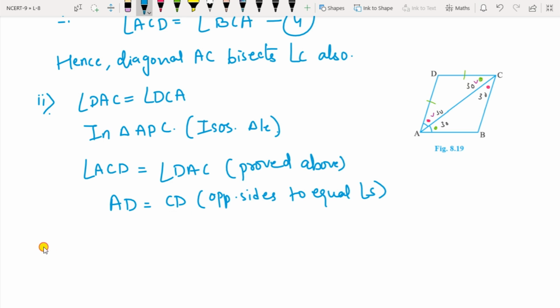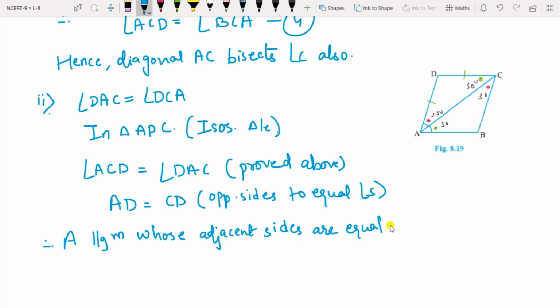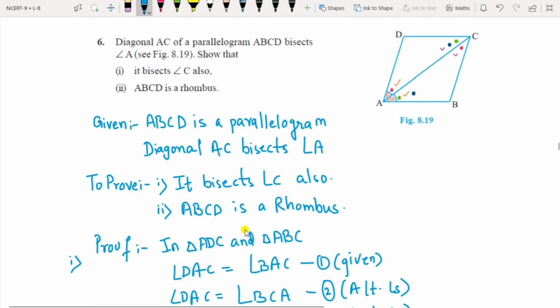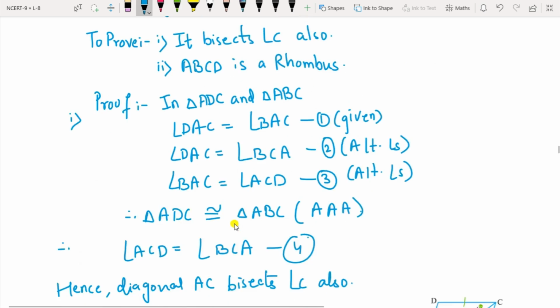And therefore, we can say that a parallelogram whose adjacent sides are equal is a rhombus. And therefore ABCD is a rhombus. Okay, so this is how you have to prove that the given parallelogram is a rhombus.